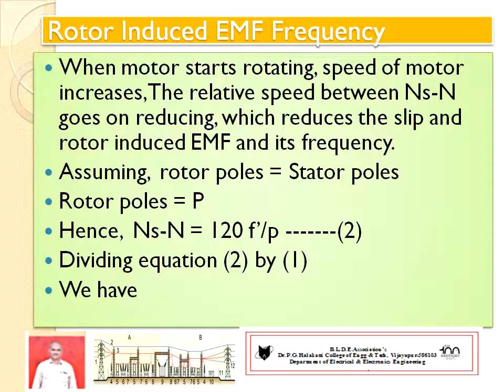One thing we have to assume: the rotor winding also consists of a number of poles. We have to assume the same number as the stator poles. Hence, rotor poles equal to P. This slip speed Ns minus n is given by 120 F dash by P, where F dash is the rotor induced EMF frequency and P is the number of rotor poles. Call this equation 2. Hence, dividing equation 2 by equation 1.